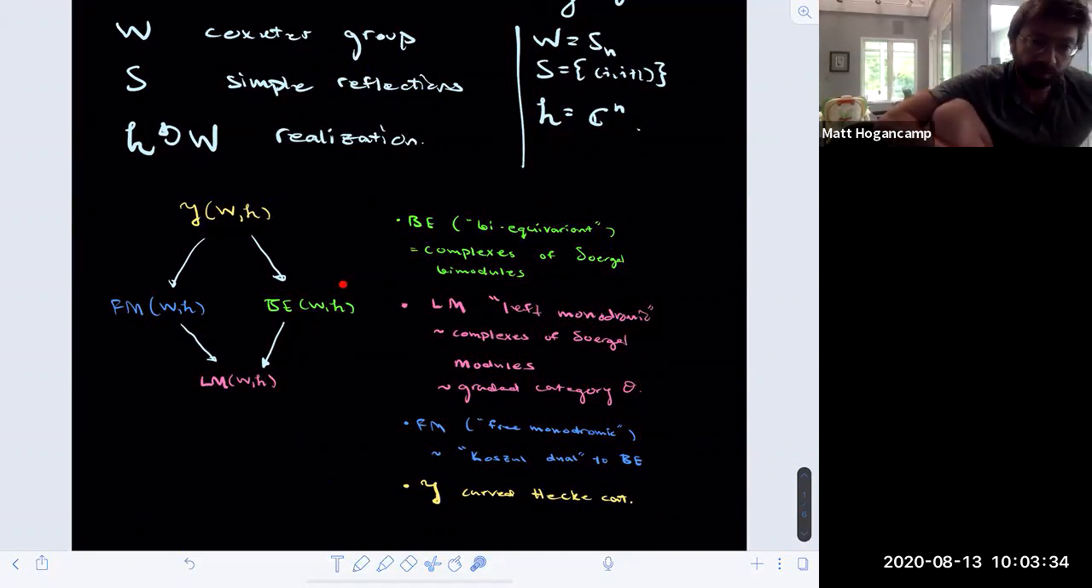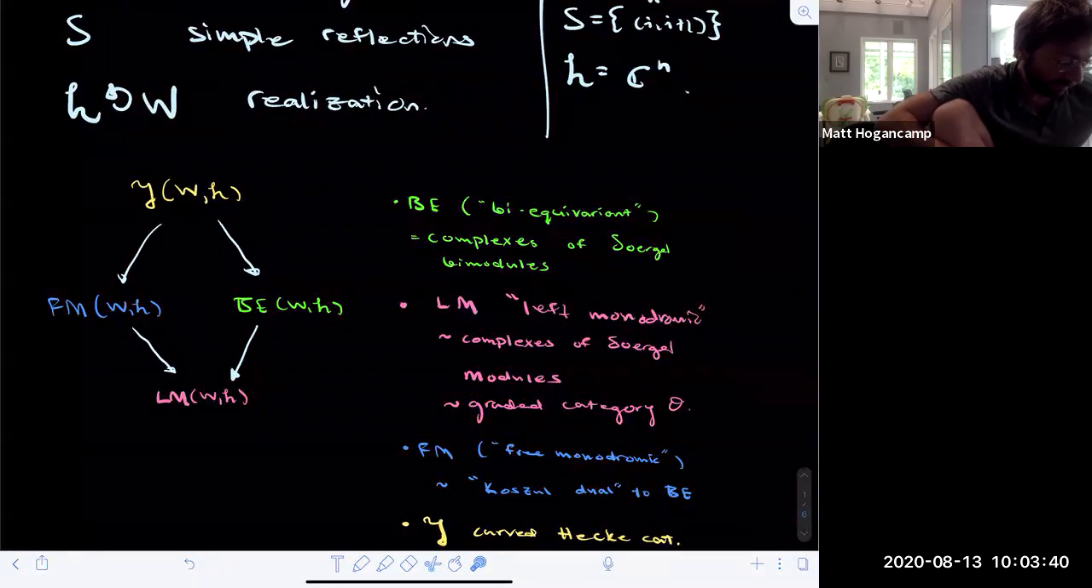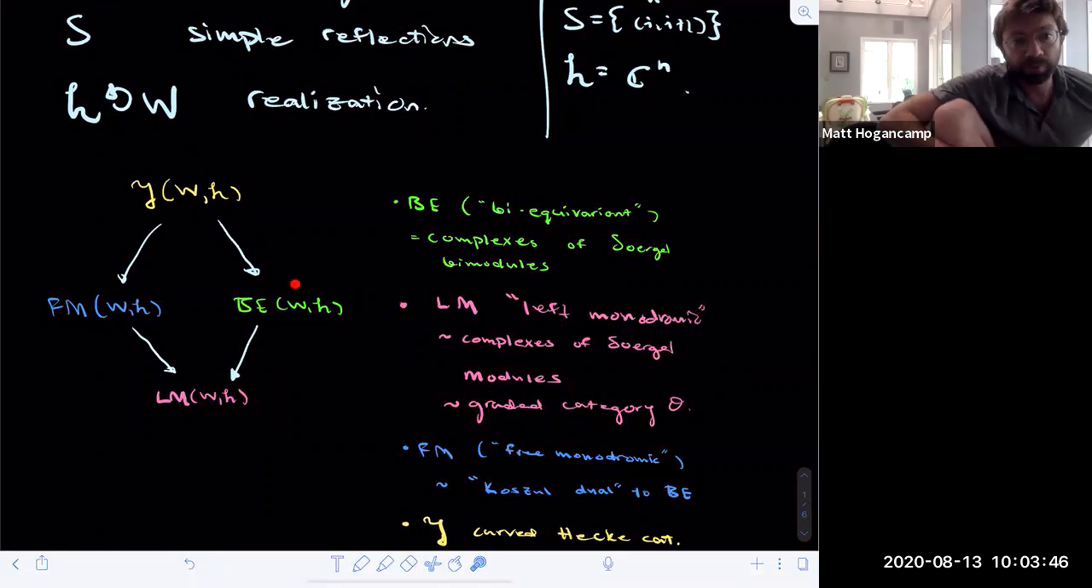So here we have something which is familiar to many people here. It will be denoted by BE. This is the usual homotopy category of complexes of Soergel bimodules. So the B and the E stand for bi-equivariance. The name is inspired from the geometric construction of this category.